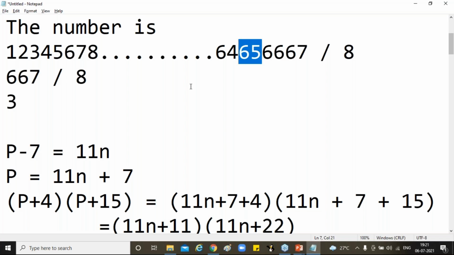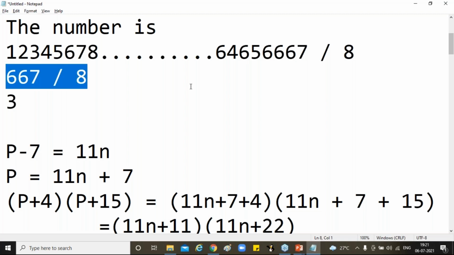A number is formed by writing all the natural numbers one in front of the other. The divisibility condition for any digit number, whether a 2-digit number, 10-digit number, 1000-digit number or 1 lakh digit number, is the last 3 digits for 8. So if 667 is divided by 8, the remainder is the answer directly.